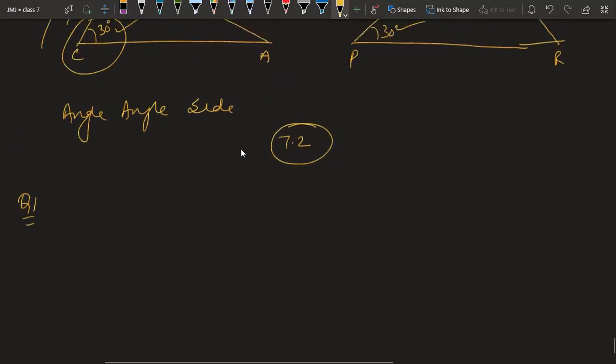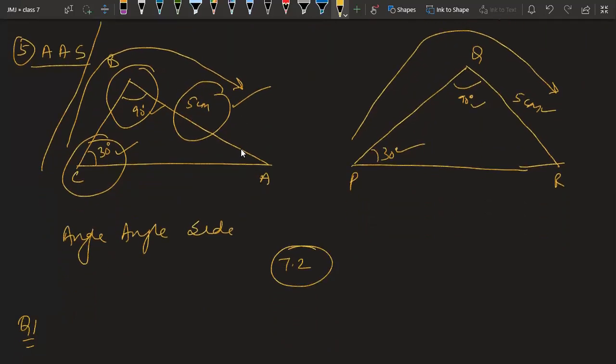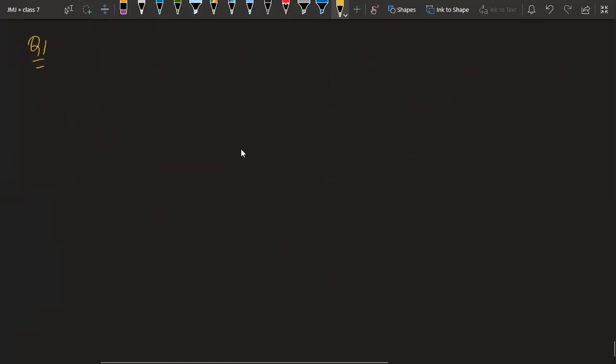Mokshita is saying, please repeat. AAS, angle angle side. When two angles are coming in continuation and then a side is coming, we can call the criteria angle angle side. We have seen 5 criteria. Now when we apply these criteria in the questions, it will be clear to us. Don't worry, Mokshita. When we solve the question, it will be easy for us to understand.